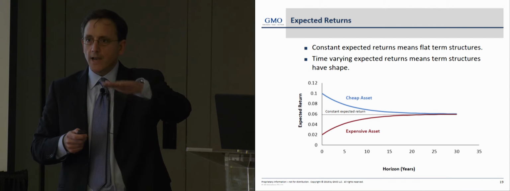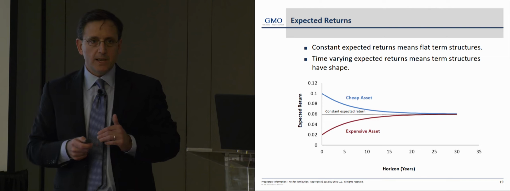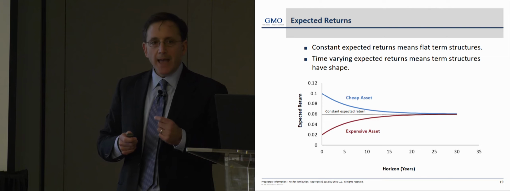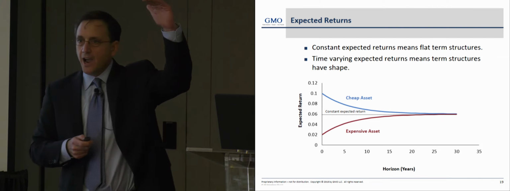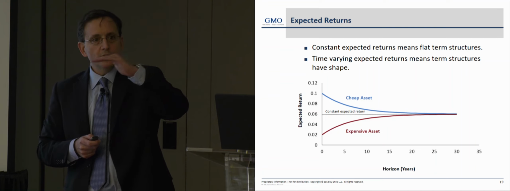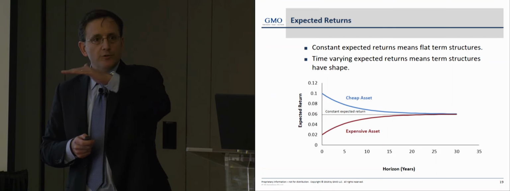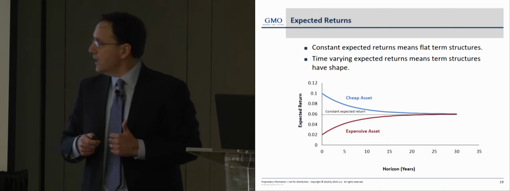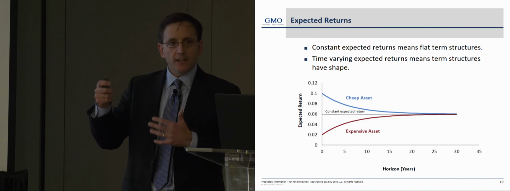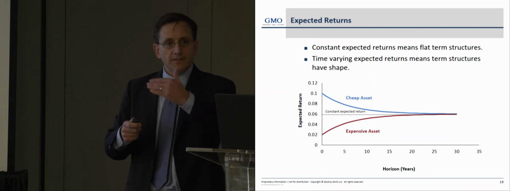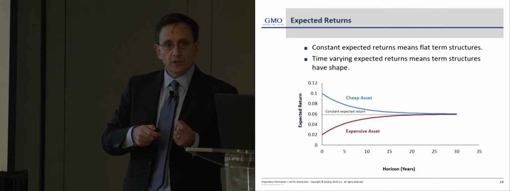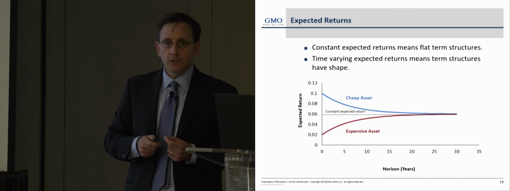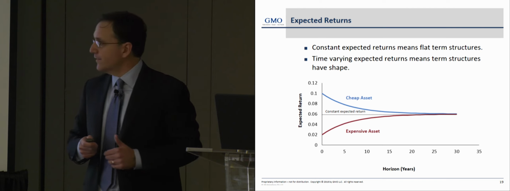Your expected return at every point in the future is always the same. But if you have mean reverting expected returns, if you have a cheap asset, the initial expected return is higher than average. And as time evolves, you're expecting that expected return to fall and to go back to normal as valuations go back to normal. On the other hand, if you have an expensive asset, so that valuations are much higher than normal, you're expecting valuations to come down, so expected returns start out lower than average, but revert over time back to normal. So that's the term structure of expected returns.